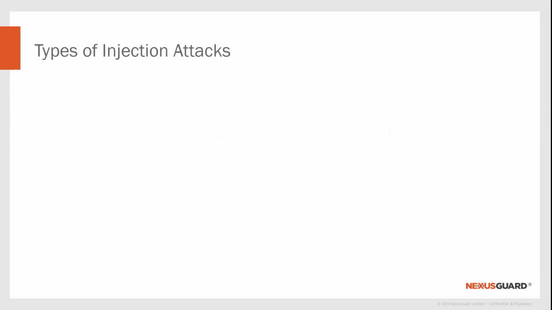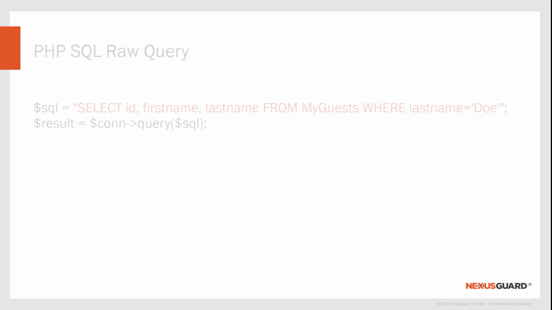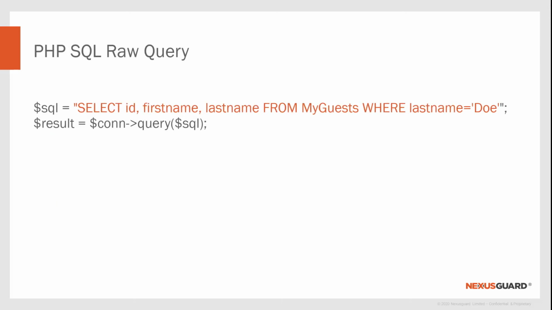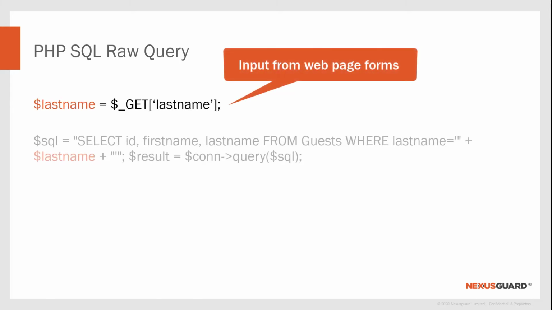There are different types of injection attacks. There's SQL, Operating System Command, LDAP, HTML, and more. For SQL injection, these occur when applications use raw queries to manipulate data in the database. The user input is directly passed into SQL commands without proper sanitation.